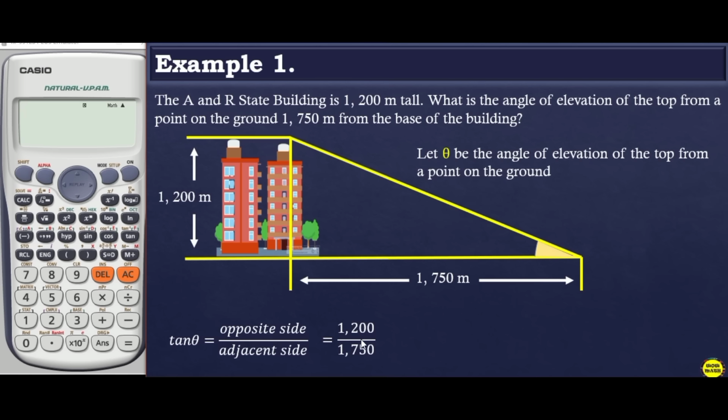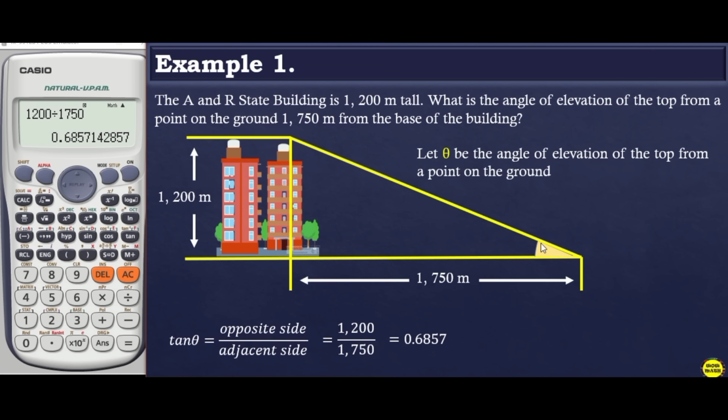Now, divide po natin ito, 1,200. So, kunin natin siya. Yan, 1,200 divided by 1,750 is equal to, so, we have 0.6857. Okay? So, kinuha lang po natin yung 4 decimal places.